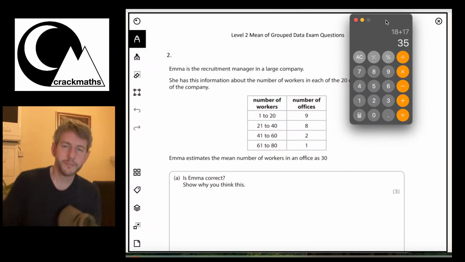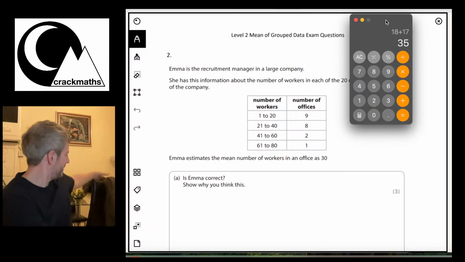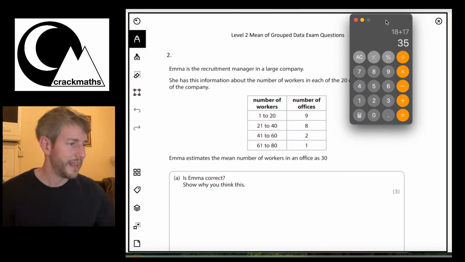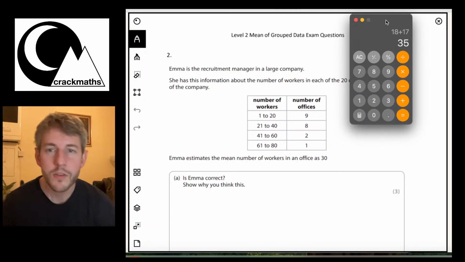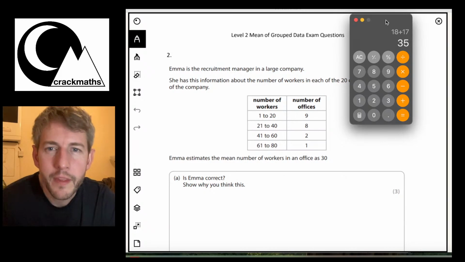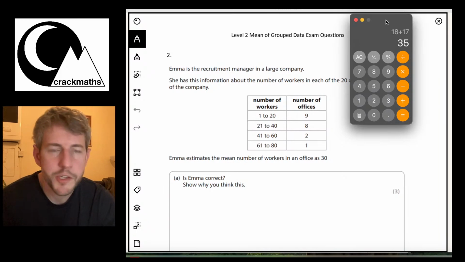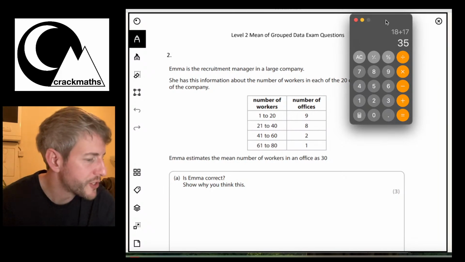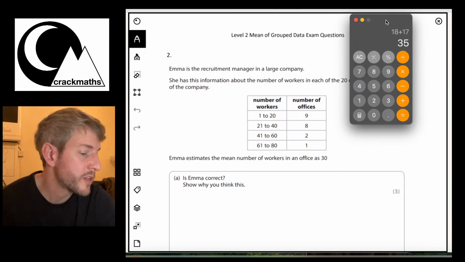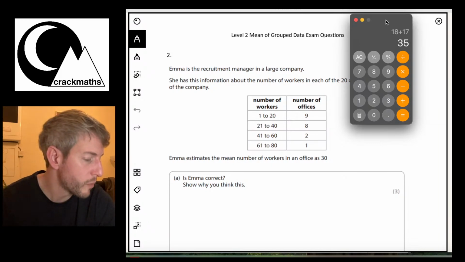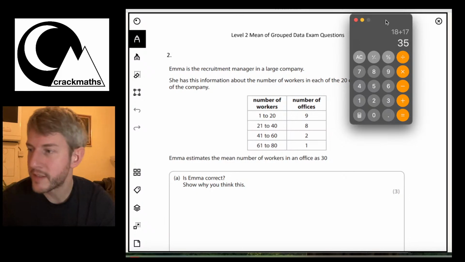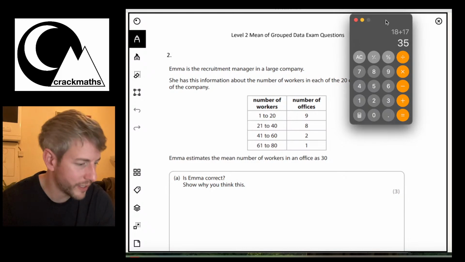Right. So, let's have a look here at this one. So, Emma is a recruitment manager in a large company. She has this information about the number of workers in each of the 20 offices of the company. Emma estimates the mean number of workers in an office as 30. Okay, so let's have a look at how that goes.